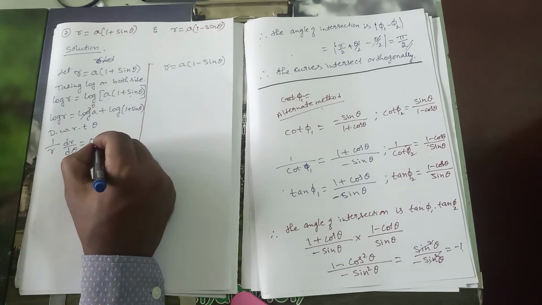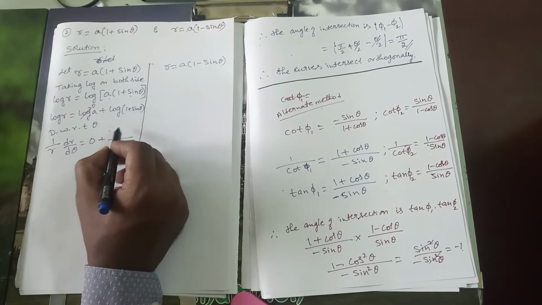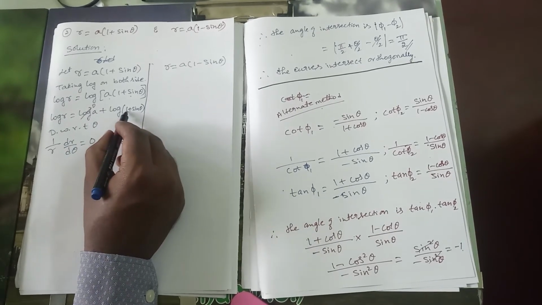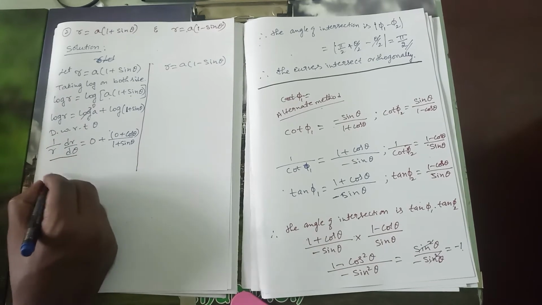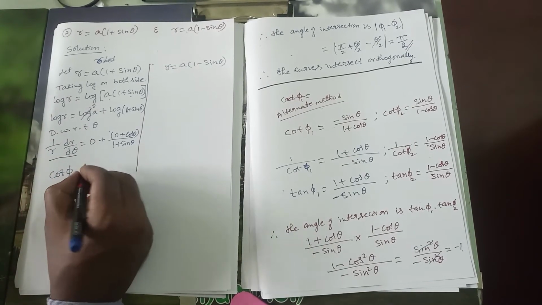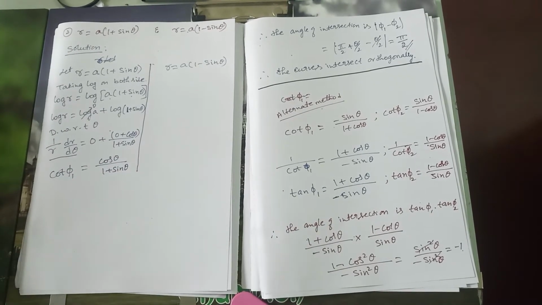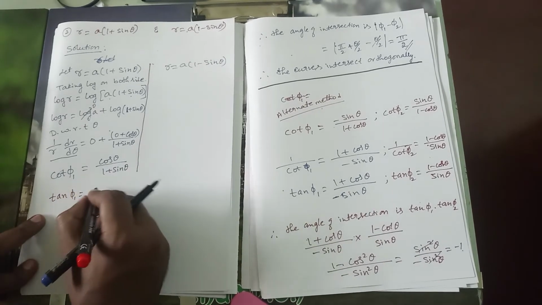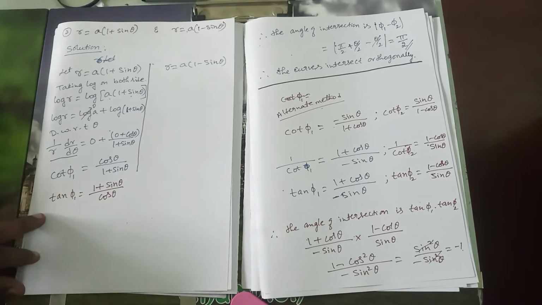And here, plus 1 divided by 1 plus sin theta. If you differentiate log of 1 plus sin theta, you get 1 over 1 plus sin theta, times the derivative of 1 plus sin theta: 1 is constant, so it becomes 0, plus the derivative of sin, which gives cos theta. So this can be written as cot phi 1 equals cos theta divided by 1 plus sin theta. Here we want tan, so take the reciprocal: 1 plus sin theta divided by cos theta.